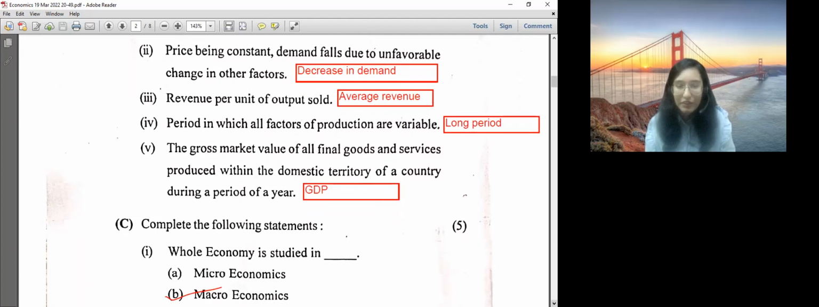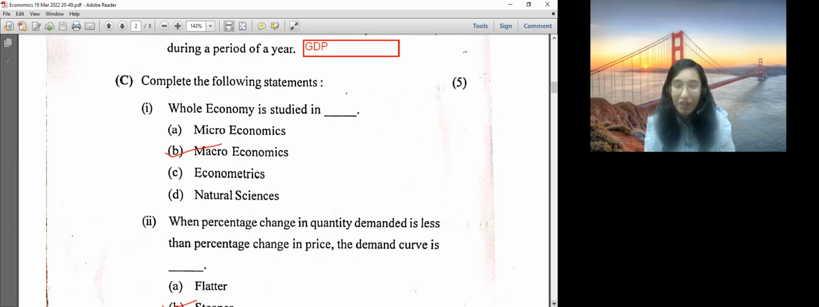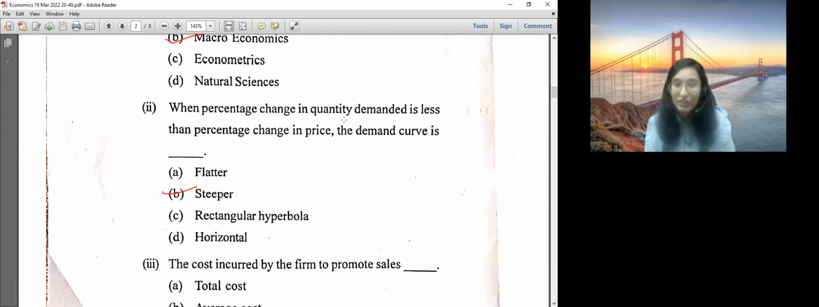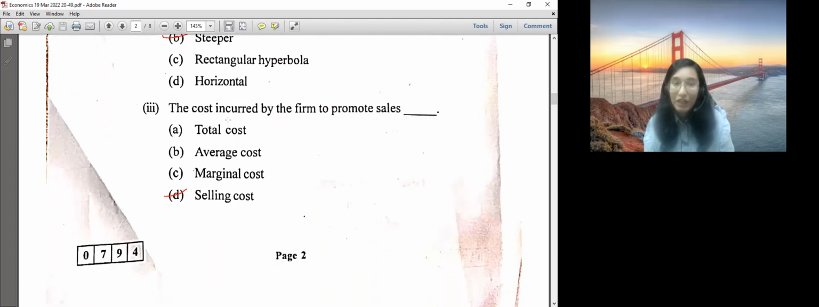If you wrote the full form, you will still get full marks. When the whole economy is studied, we all know it's going to be macro. When the percentage change in the quantity demanded is less than the percentage change in the price, the curve is always going to be steeper. So this had come in the question below.